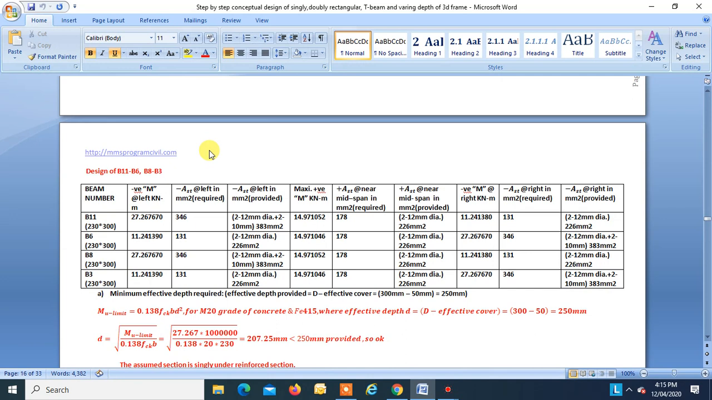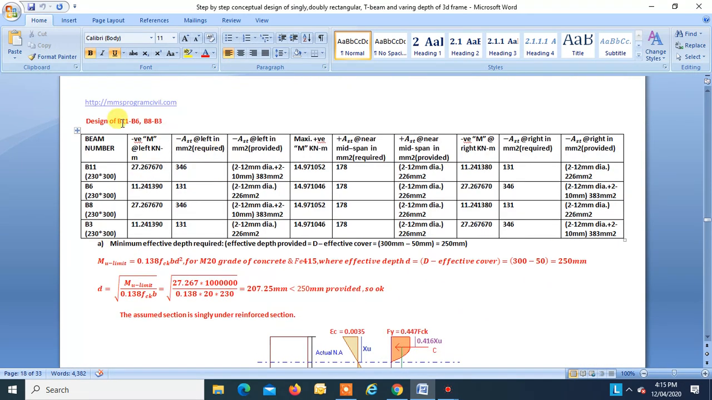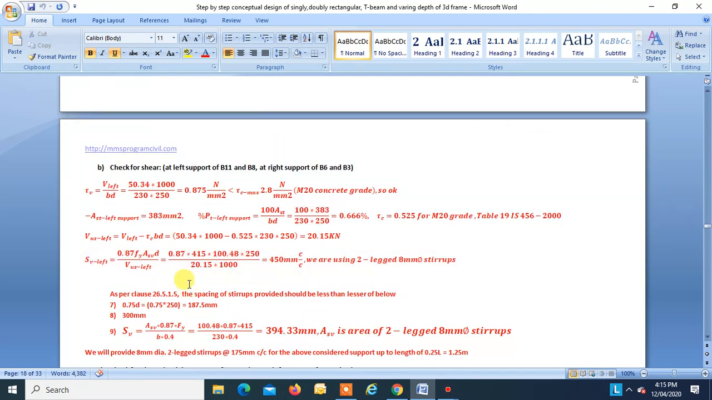For these beams, B11, B6, B8, B3, these are the beam sizes. Now the beam is 230 by 300. At all the sections, the section is found to be under reinforced. This is the formula for MU limit. Our effective depth over here is 250 mm. Effective depth required for the maximum moment out of all the moments, which is 27.26, we find d as 207.25. Provided effective depth is 250, so required is less than 250, so the section is singly under reinforced.